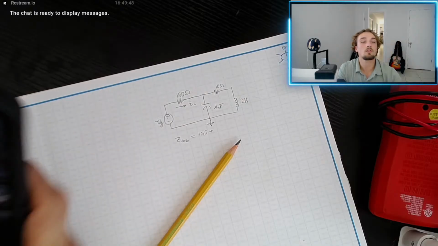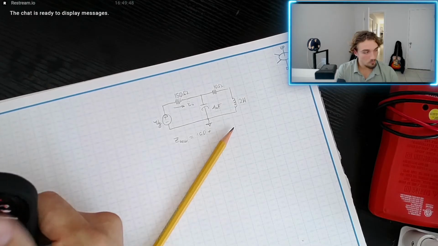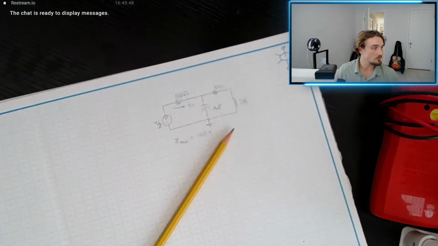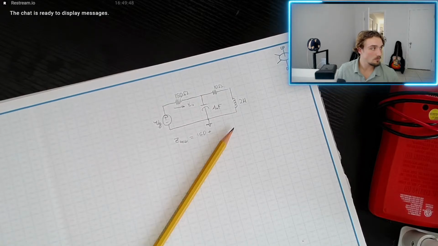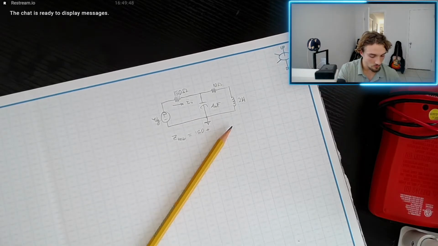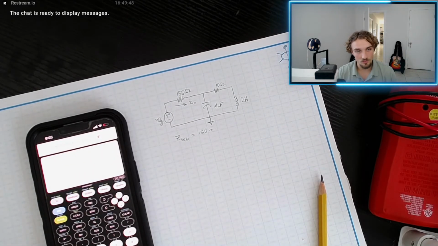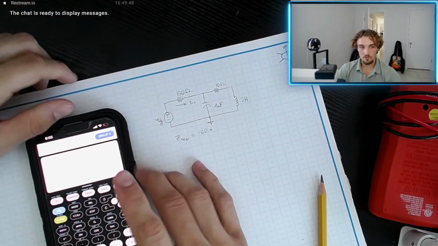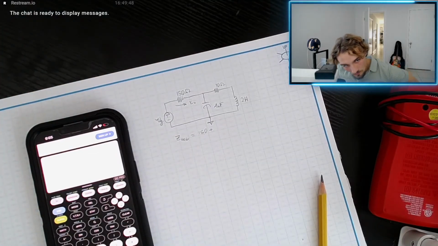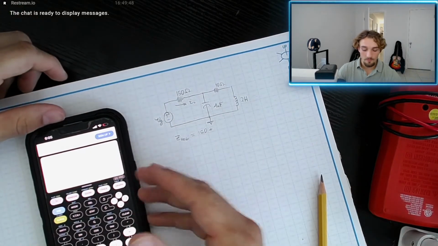I don't have my calculator. That's disappointing. Okay. Let me pull up the calculator on my phone. And I obviously need to charge my battery. Yes. So, it's true. We'll get there in a moment.